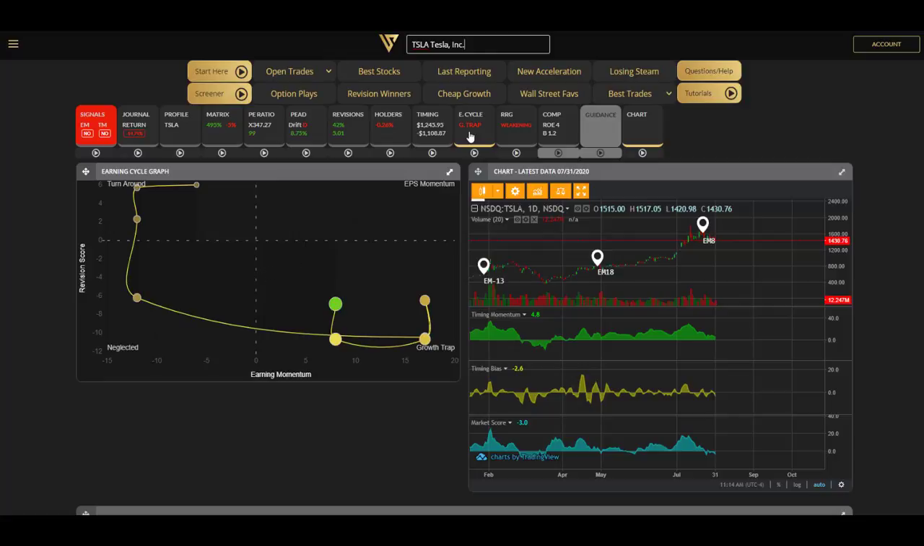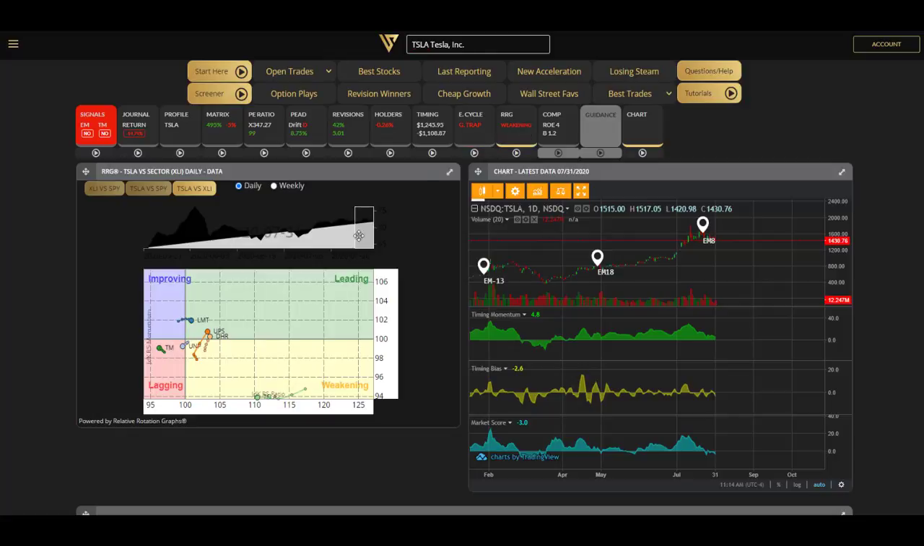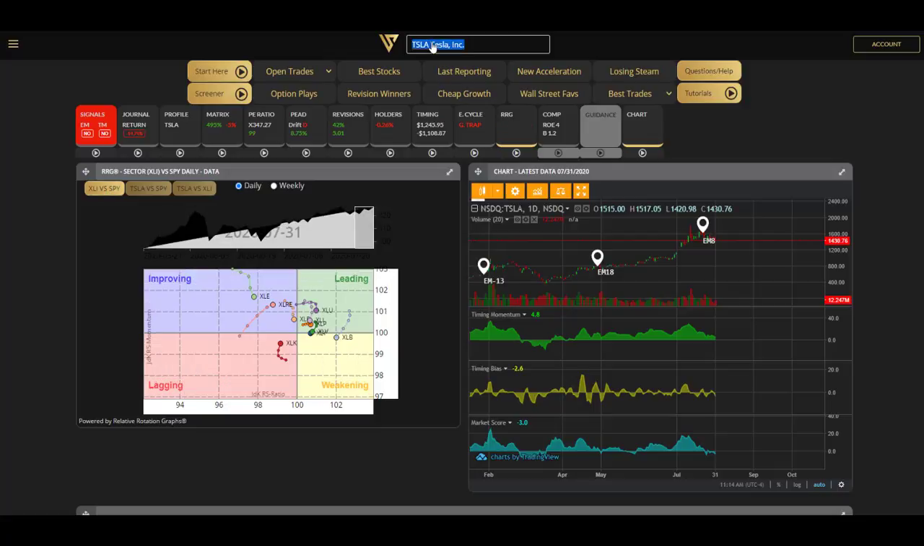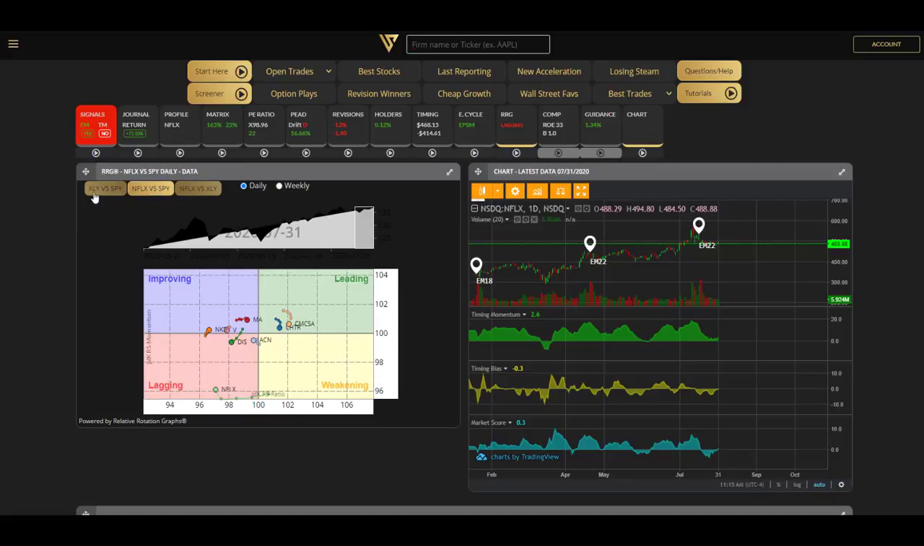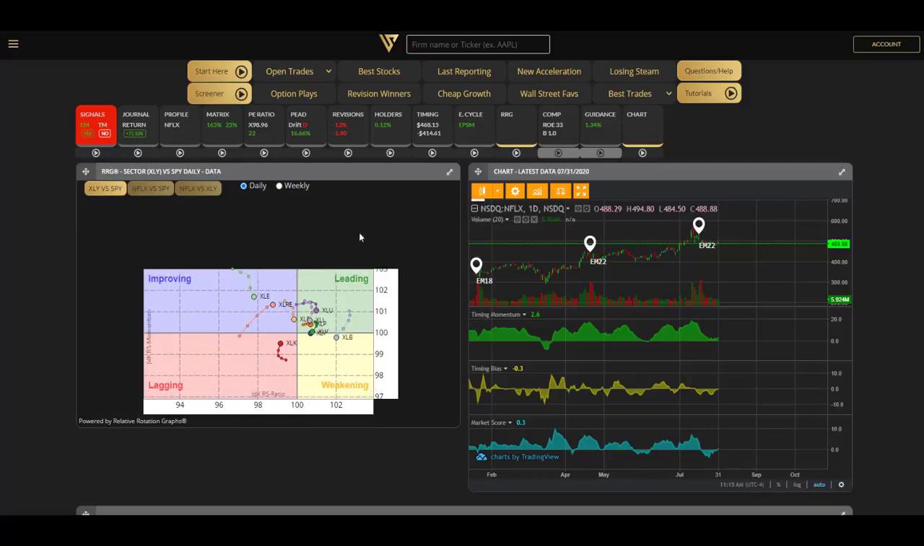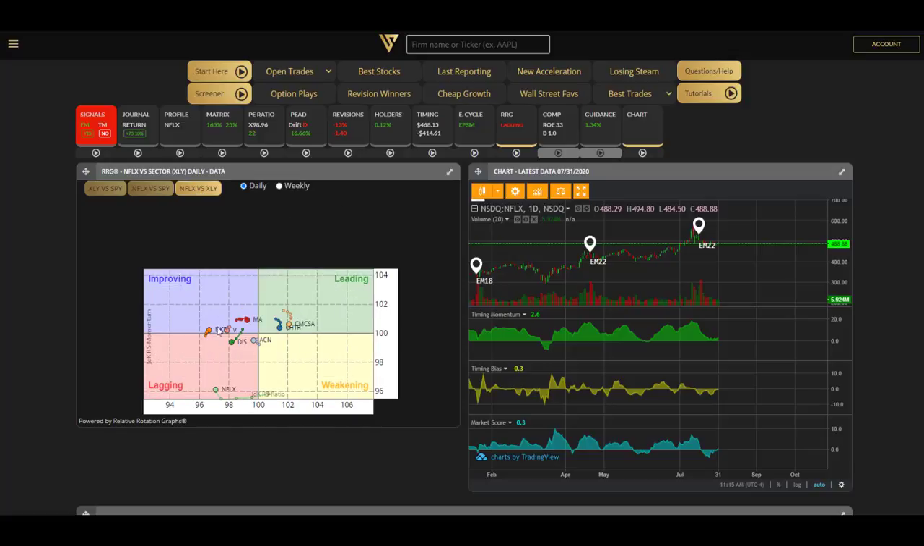So that is useful. The RRG is pretty useful. Sorry, there's a little bit of a display issue here, but it's basically taking the stock or the sector. So if I put up Netflix, it takes the sector of Netflix and it displays it against other sectors and the stock as well. And you can see how they rotate clockwise or not on a daily or weekly basis, right? So this is very useful.